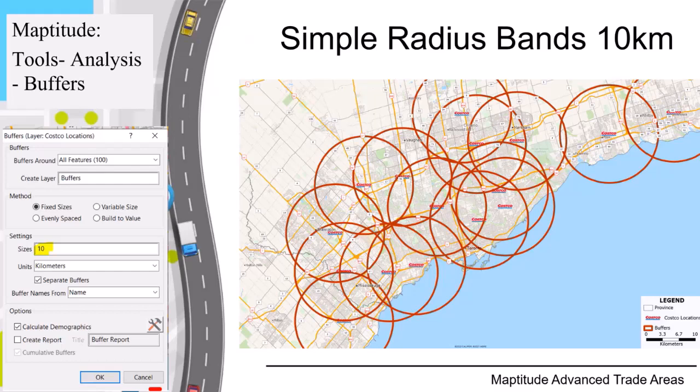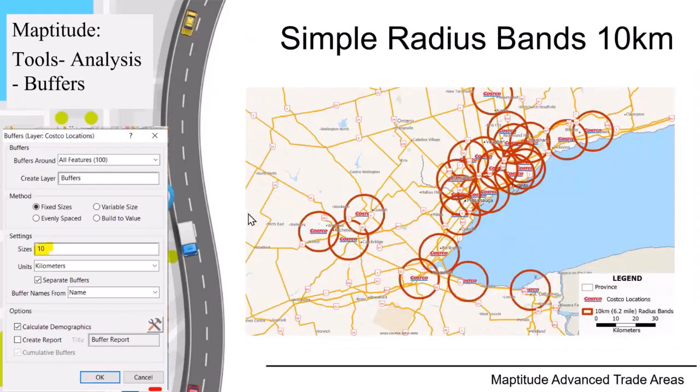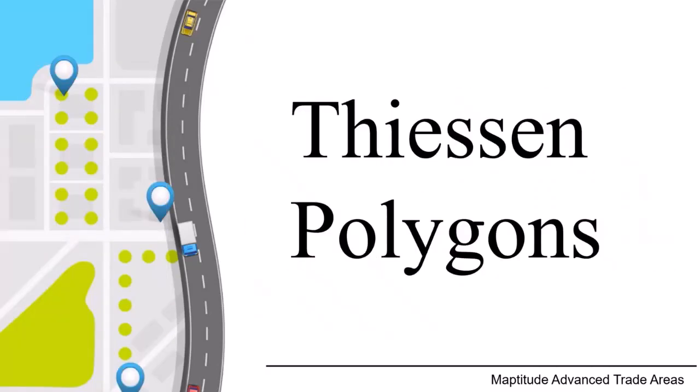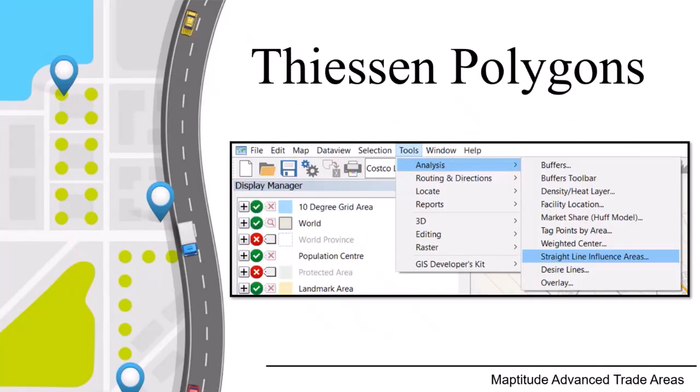So what can you do? And even though there's a lot of overlap here, there's a lot of undercount here. So again, radius bands are not the greatest. So there is one solution. It's called a Theissen polygon. And in Maptitude, it's under Tools, Analysis, Straight Line Influence Areas. That's exactly the same as a Theissen polygon.